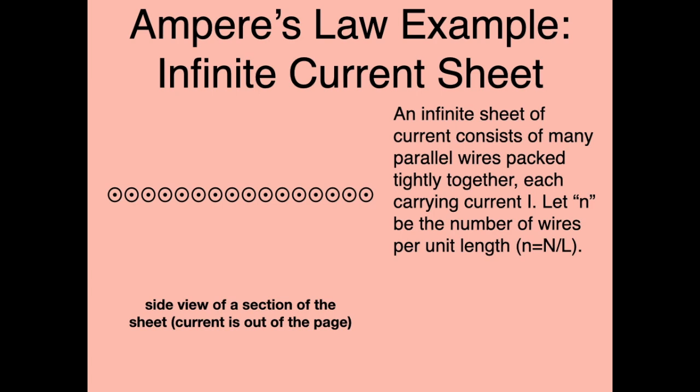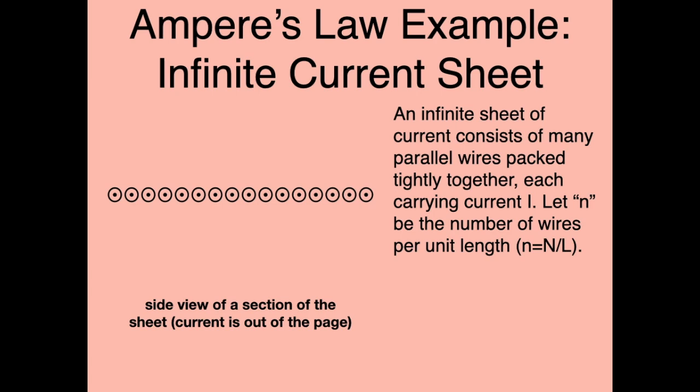Okay, so what you're seeing here in this picture is the current sheet viewed edge on. So we're looking into the current right here. As you can see, the current is coming out of the page at us. We're only seeing a small portion of the overall sheet because it's infinite, but there it is.